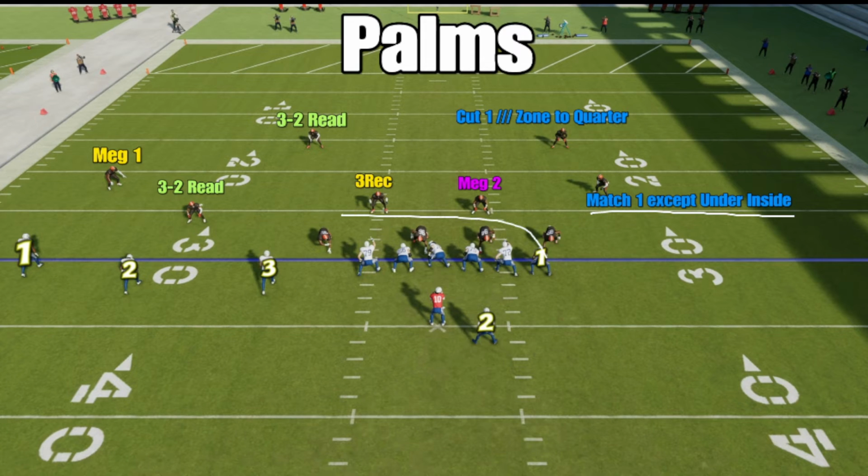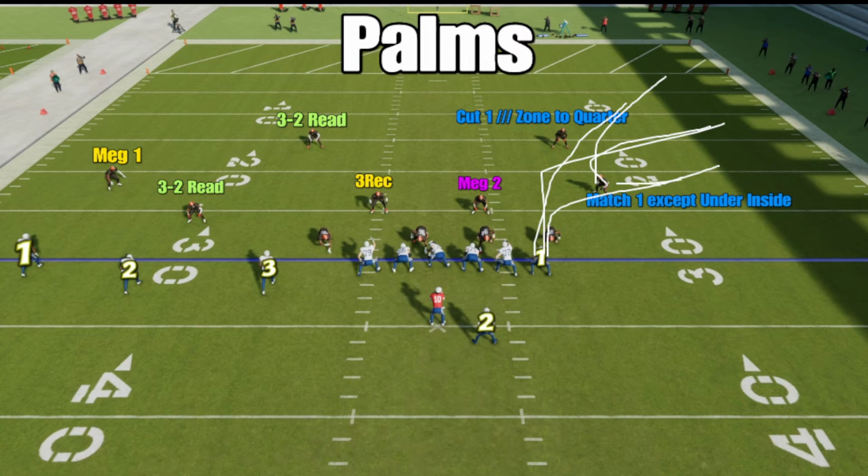If he goes under, he's not going to match one because obviously the safety will take him. However, if he runs a corner route, then he's matching the route. Runs up, matching the route, right? He's just matching them. So that's it with palms.